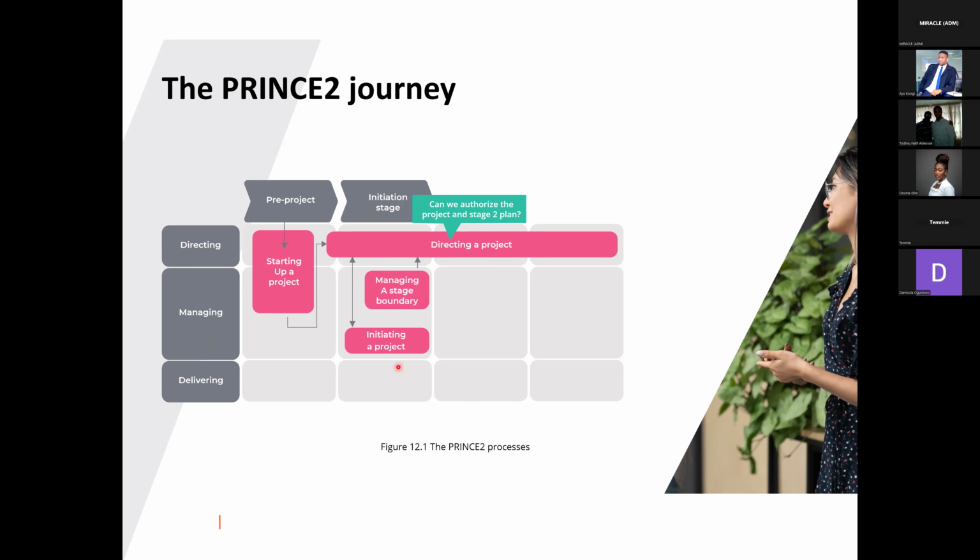So when you initiate a project, you go into the manage stage boundary, you do your go, no go. Should we go, should we not go? You're saying that yes, let's go. When you say yes, let's go, then you have a stage authorization, which is a yes, let's go. Then you check whether everything you're doing is correct. That's what we call controlling a stage.